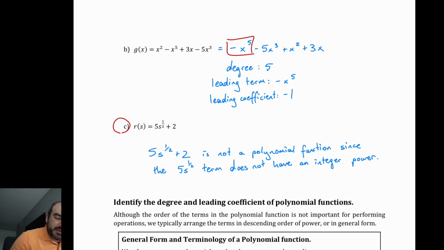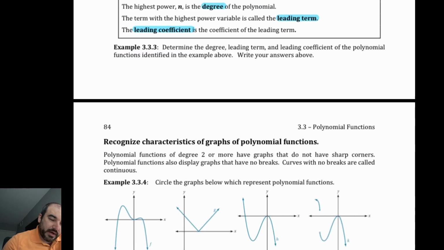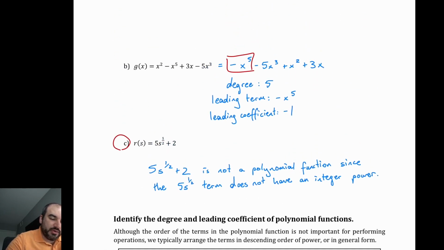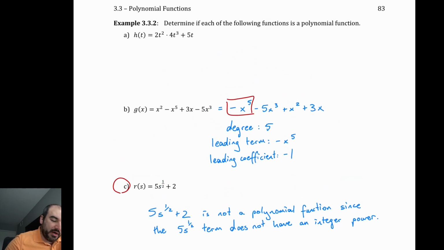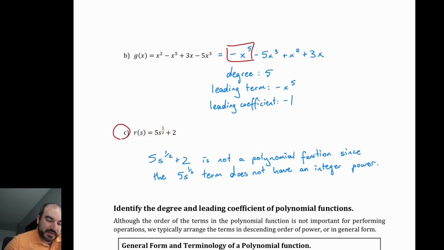I know I did this for an example that's not asking for all of this, but well, I guess it's asking you to do that. So this example down here is asking you to do this degree, leading term and leading coefficient for the functions up here that were polynomial functions. So you would need to do it for this last one because it's not a polynomial function.